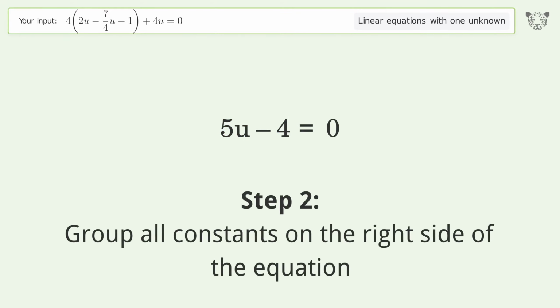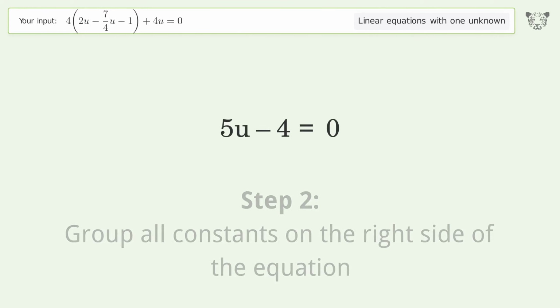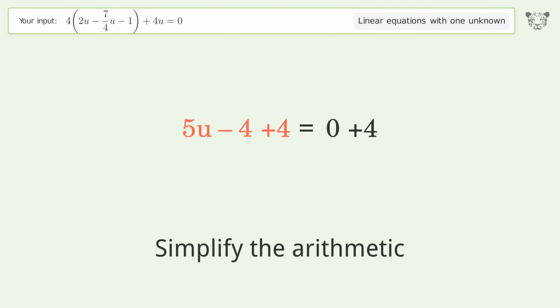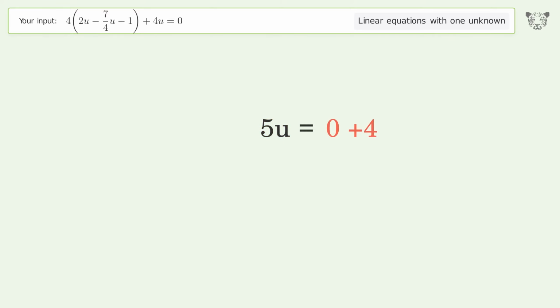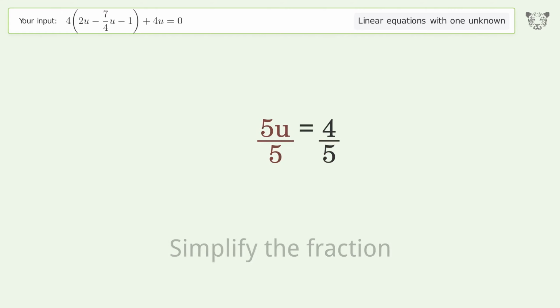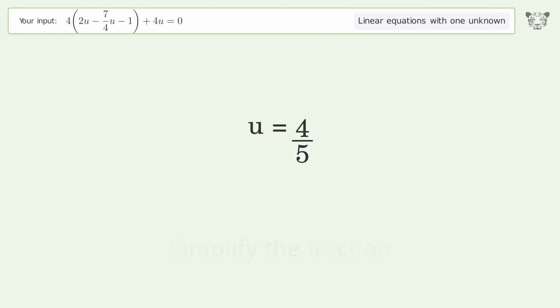Group all constants on the right side of the equation. Add 4 to both sides. Simplify the arithmetic. Isolate the u. Divide both sides by 5. Simplify the fraction. And so the final result is u equals 4/5.